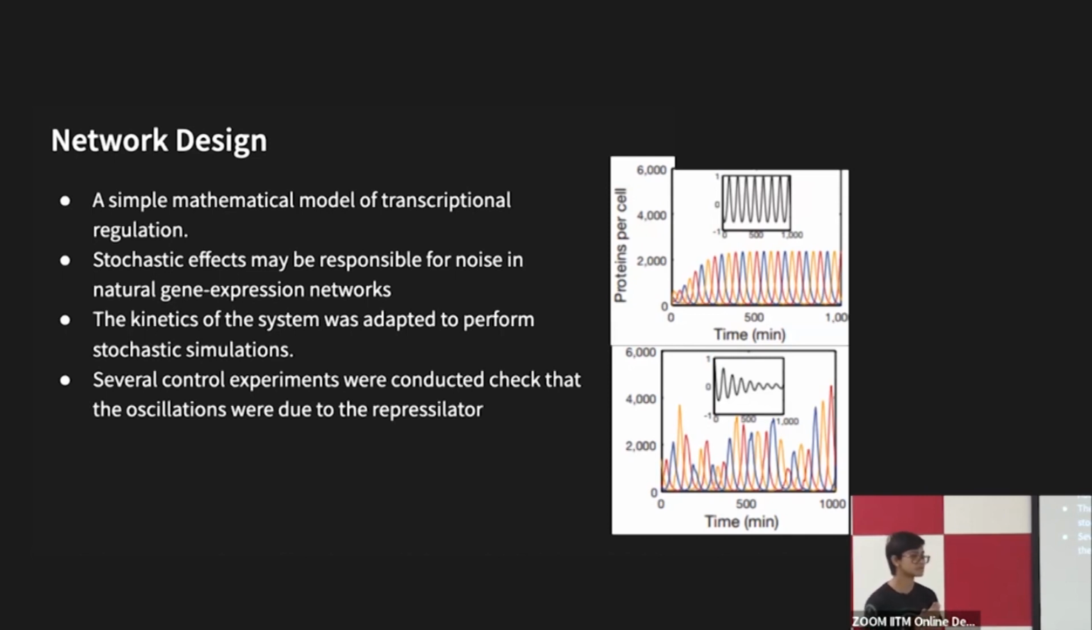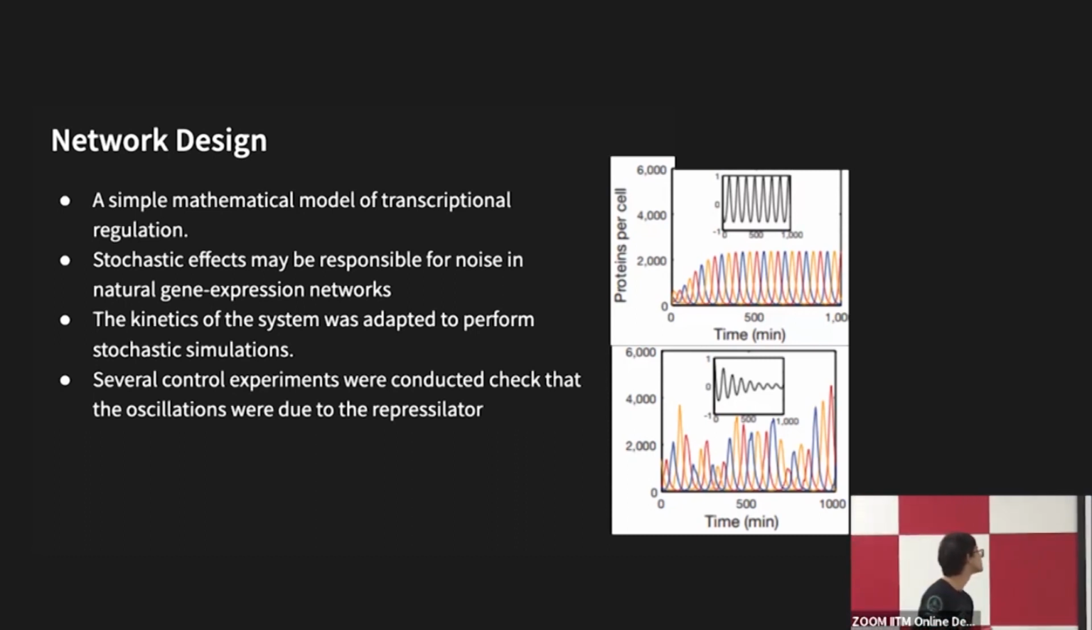Now, this entire network was modeled by transcriptional regulation. It's a simple mathematical model. So basically, a lot of the complex interactions between the molecules have not been characterized in this model. But in natural gene expression networks, there's a lot of noise that's present. And most of the noise is usually associated with stochastic effects. Those are probabilistic events that can occur randomly.